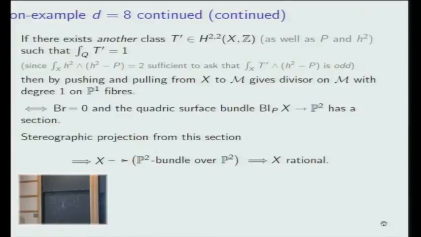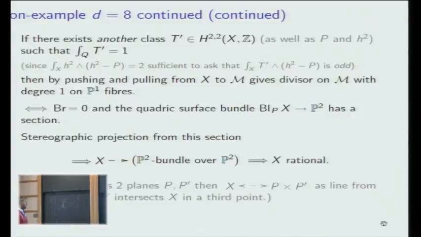Okay, so when we get this extra class with odd integral against h squared minus p, then we find the Brauer class vanishes and the quadric surface bundle has a section. And so you can project, stereographically project in the usual way from this section to a P2 bundle over P2 and find that X is rational. All right, so a simpler example is when you contain two planes. So there you go, there's your extra class, T primed is P prime. When you contain two planes, then you're birational to the product of two planes in the obvious way.